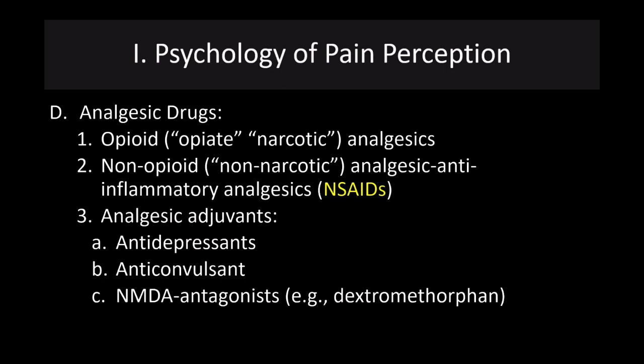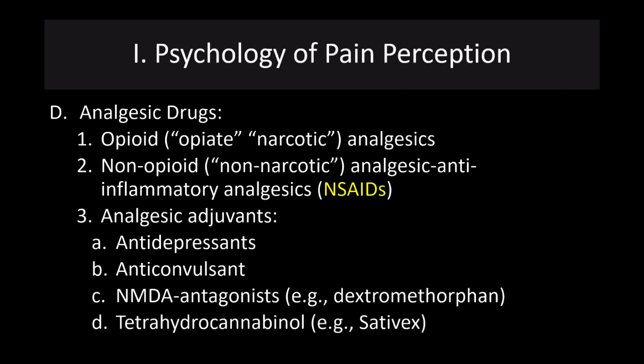So oftentimes depression patients have sort of light chronic pain, and antidepressants can help treat that kind of pain. And then tetrahydrocannabinol is certainly one that has the potential for treating pain. We know that the drug Sativex, which is approved in Canada, is particularly effective for treating the chronic pain associated with multiple sclerosis.